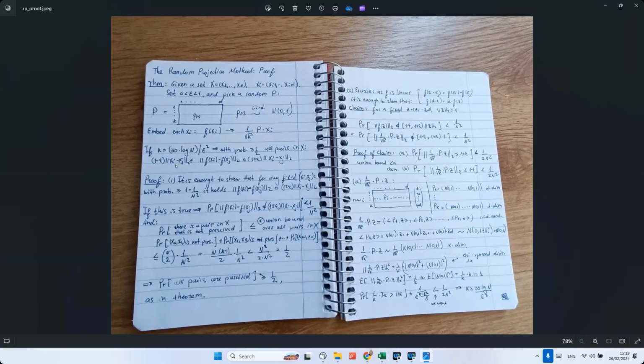So good. Instead of showing that all pairs are preserved, I will show that a fixed pair is preserved with very high probability. Okay? Does it make sense? It also intuitively makes sense, right? Instead of showing that everything is preserved with some probability, I can show only one thing is preserved with very high probability. Okay, so how to show this?